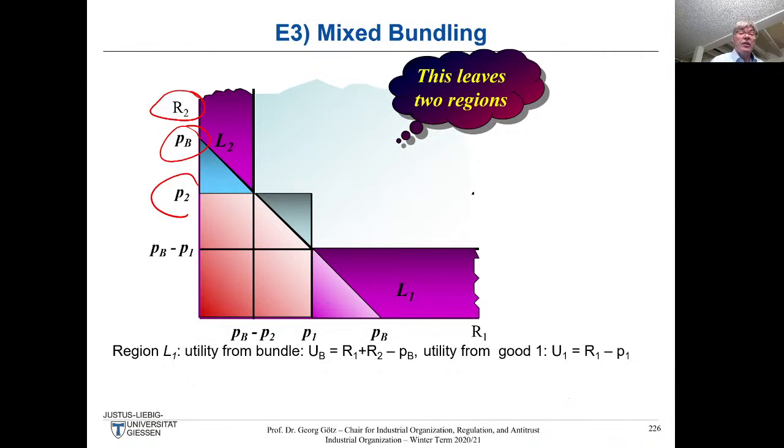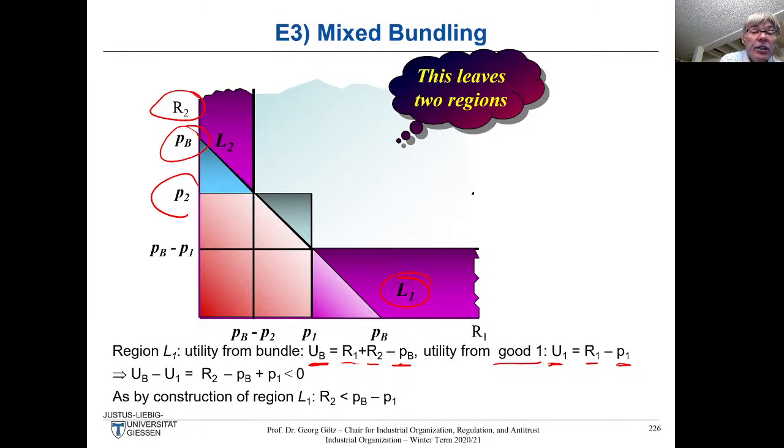Of course, they would have bought the bundle previously, but now what is the utility they get from the bundle? They get R1 plus R2 minus the price of the bundle. What is the utility they get from only, so I speak about region L1 here, what do they get if they buy only product 1? They get U1 is equal to R1 minus P1.